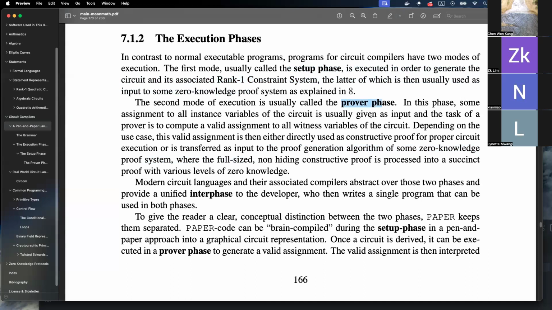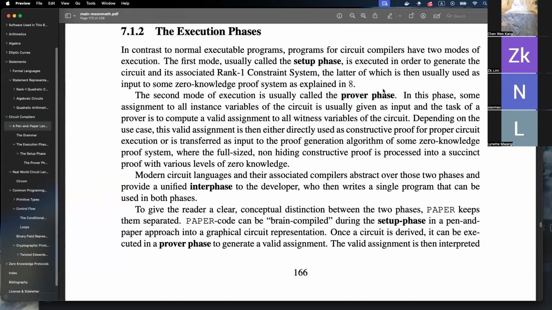So the second phase of execution is called prover. In the prover phase, an assignment to all instance variables is given as input, and the task of the prover is to compute a valid assignment to all witness variables of the circuit. So depending on the use case, this valid assignment is either used as a constructive proof for the circuit or transferred as input to the proof generation algorithm. So this might be done together with the proof generation stage, where you generate the proof.